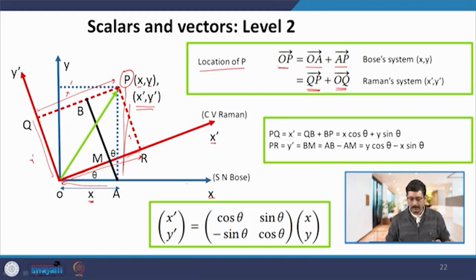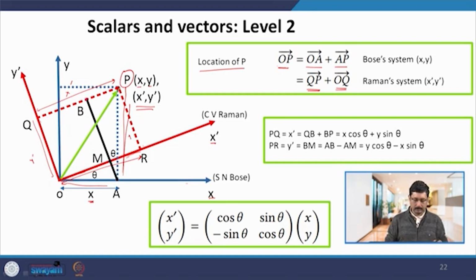Now, let us see what is the relation between the coordinates in the blue system and the coordinates in the red system. From this figure, suppose I draw a perpendicular from A to QP.